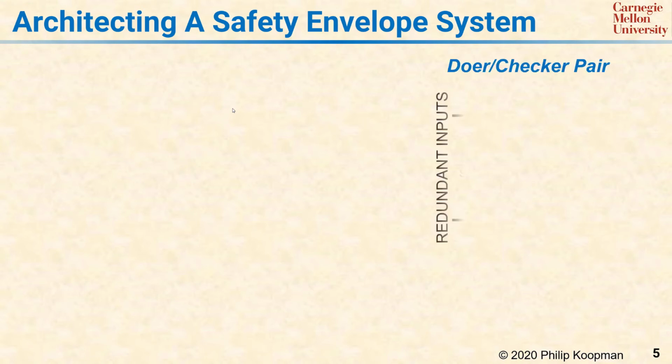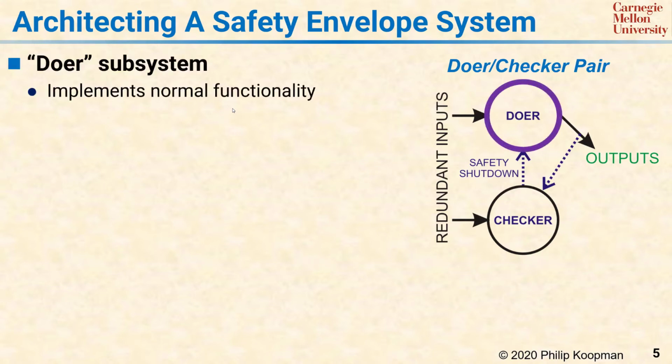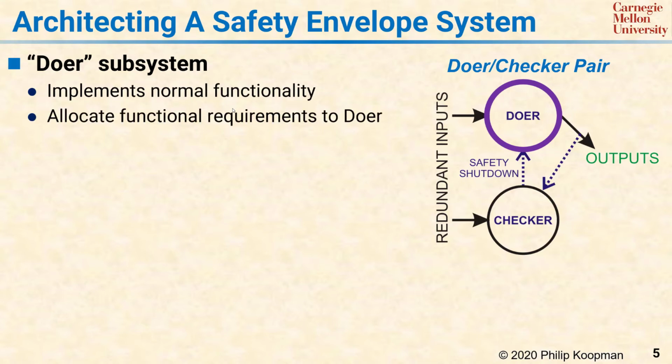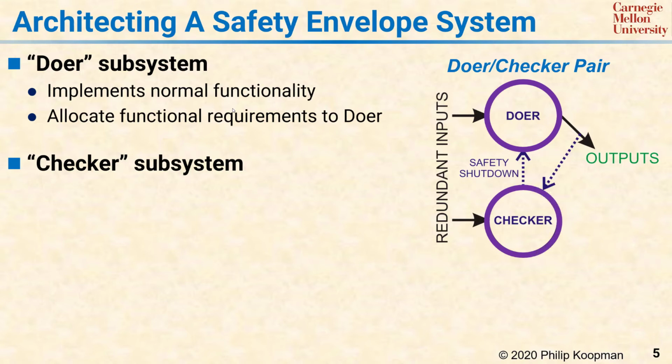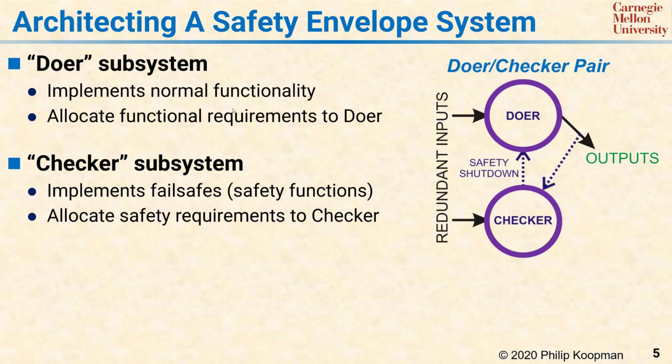A good architecture for implementing a safety envelope is the doer-checker pair. The doer subsystem implements normal functionality, so all the requirements aimed at optimizing normal operational behavior can be allocated to the doer. The checker subsystem exists to implement the fail-safes or other safety function.